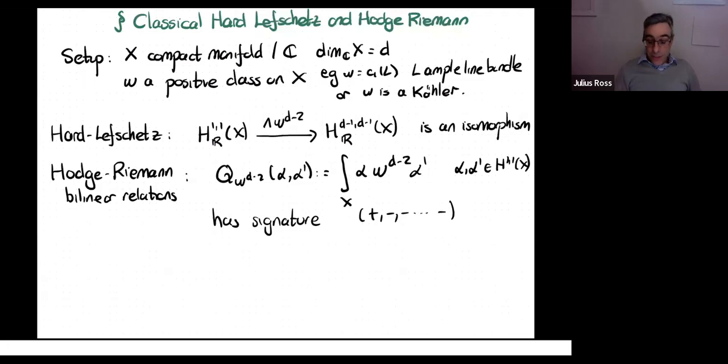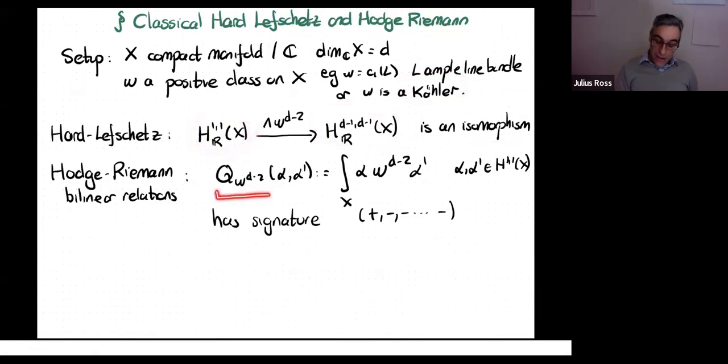And then there are these two statements. The first is a particular case of the hard-Lefschetz theorem that says if you take this map going from the (1,1) cohomology classes on X to the (D-1,D-1) classes, obtained by wedging with omega to the D-2, then this is an isomorphism. So as long as you have this positivity, you get that this is an isomorphism. And then a refinement of that is you can identify this space with this space using the natural pairing, and then this map becomes a bilinear form on this space here.